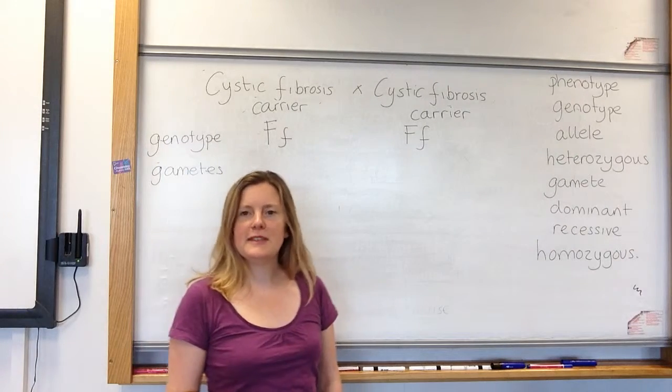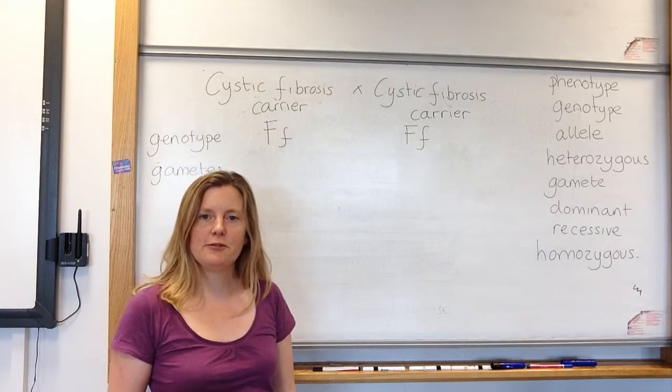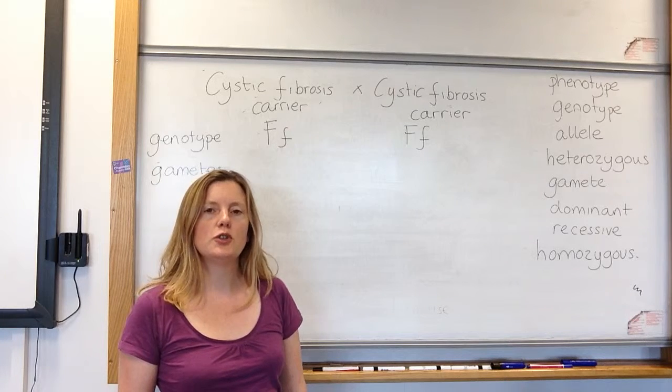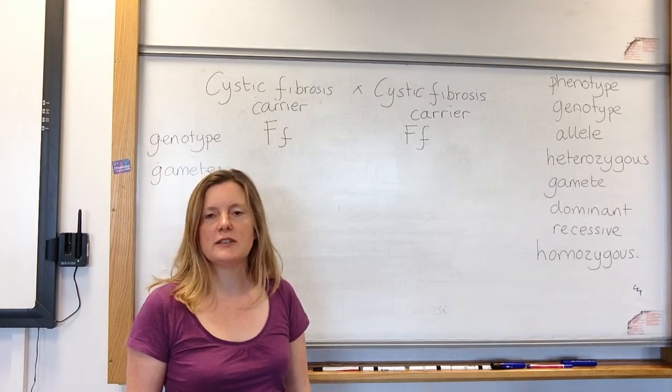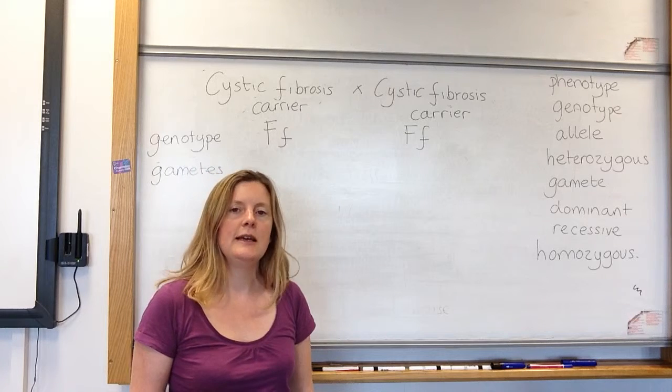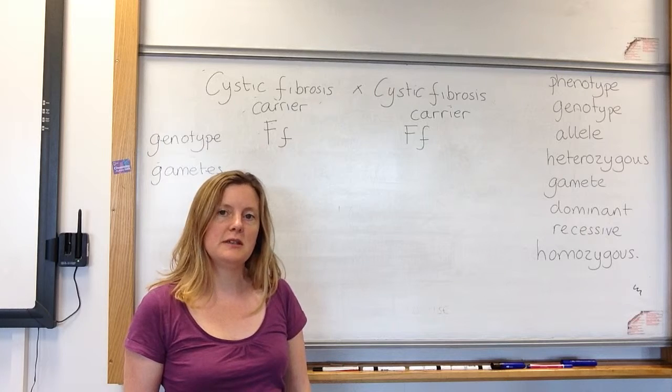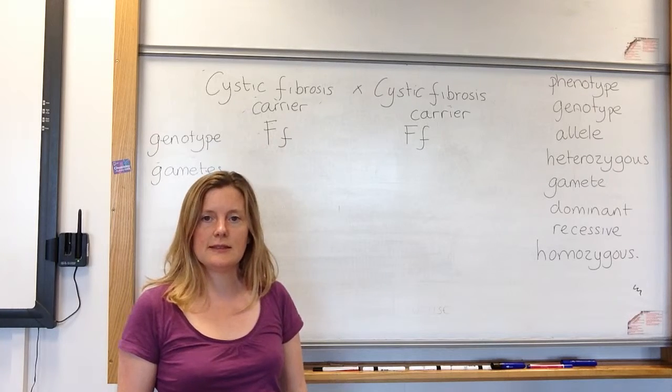Hi there. So in this video lesson, what I'm going to be talking through is those inheritance problems that you all have done in school. You've got two people with brown eyes. What's the chances of their children having blue eyes? And I'm going to be showing you how to work this out by using a punnett square, which is just a type of genetic diagram.